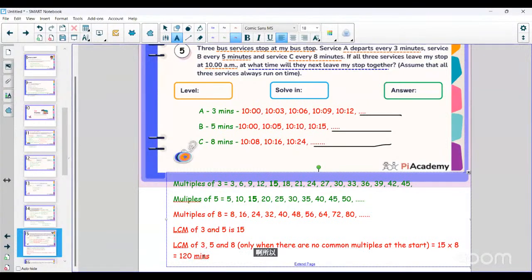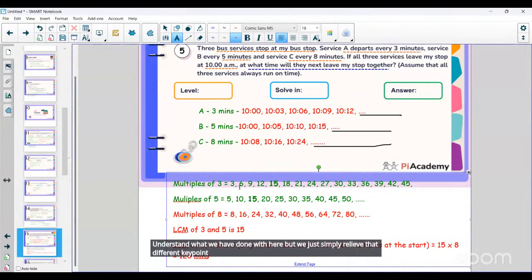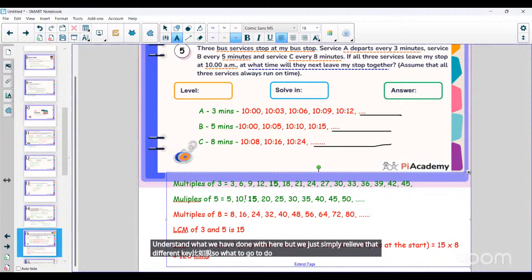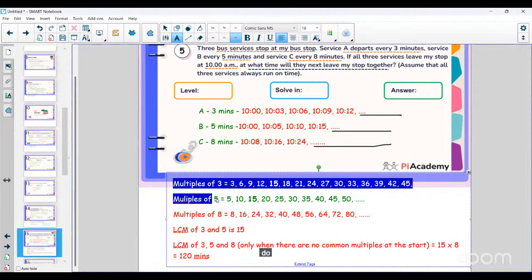Understood what we have done over here? Well, we just simply realized that if we keep on increasing the list of multiples, it's going to be time consuming because you're not getting the answer. There is no common multiple matching all the three. So what you're going to do, take the lowest common multiple of the initial two numbers, multiply it by the third number. Okay. So here the LCM is 120 minutes.